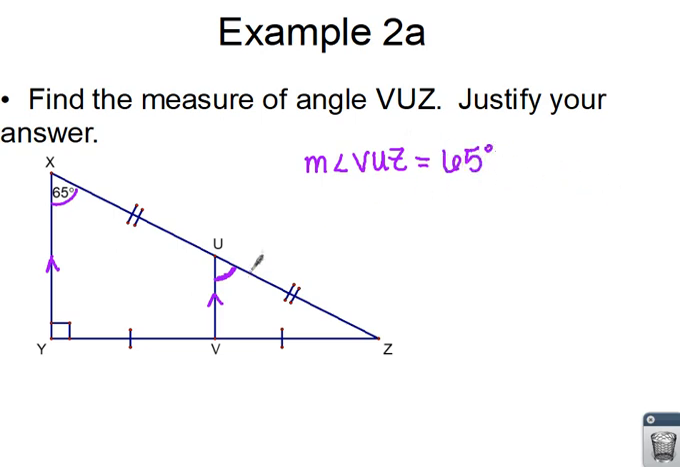To justify it, it would be UV is a midsegment, therefore is parallel to XY. That makes angle X and angle VUZ corresponding angles.